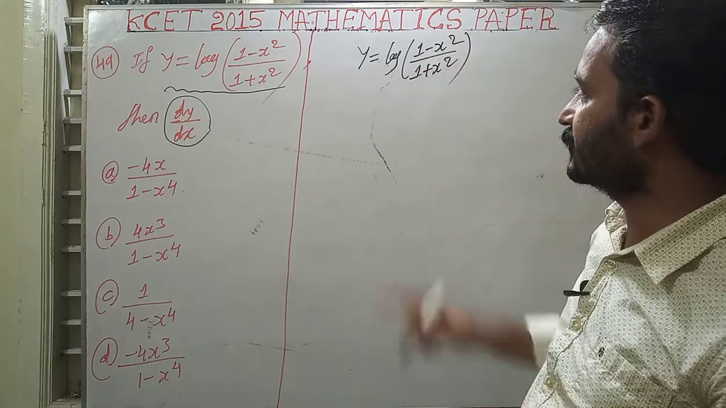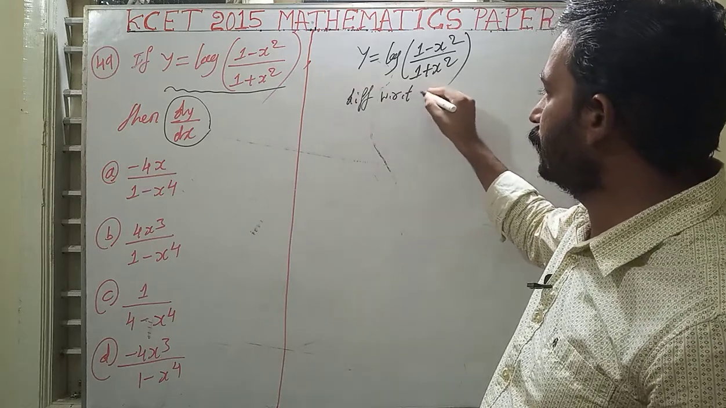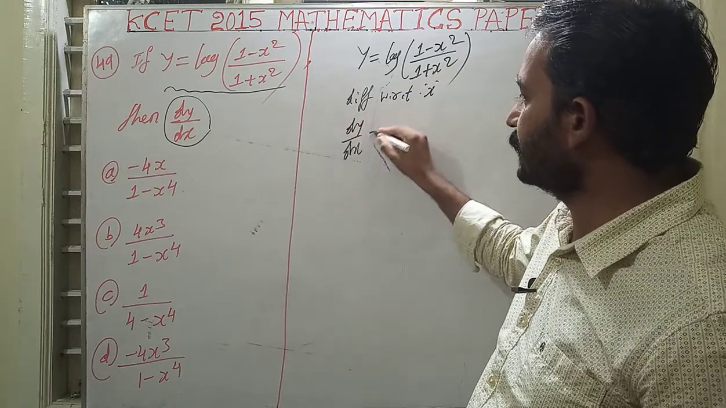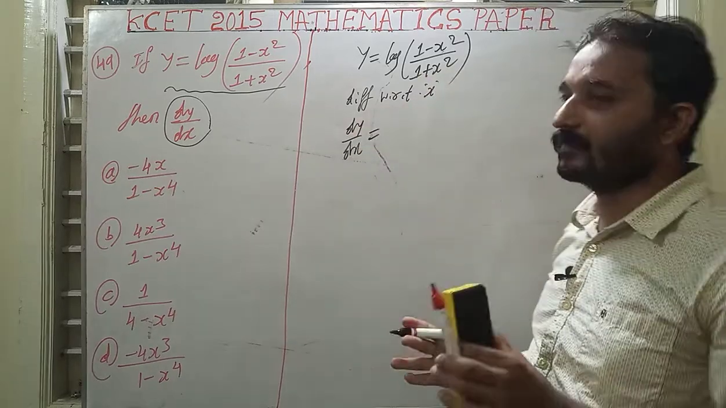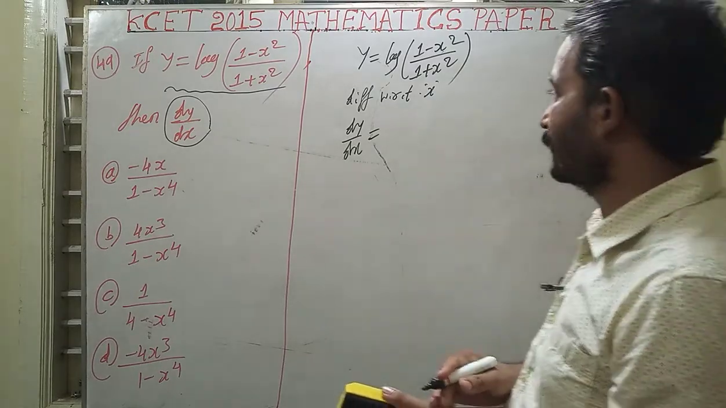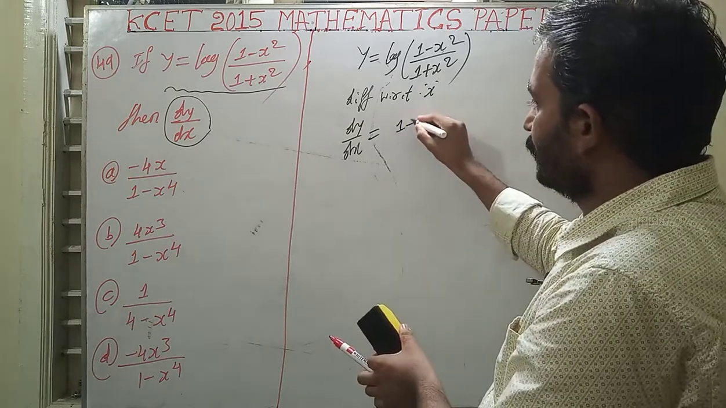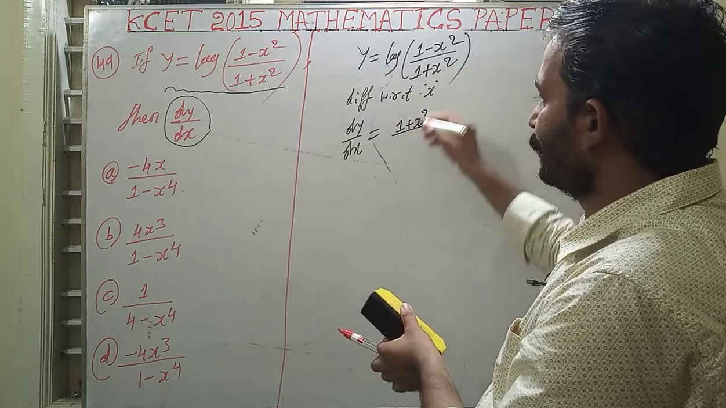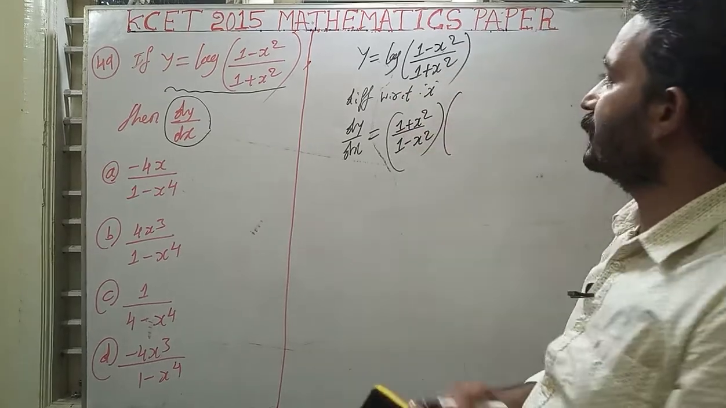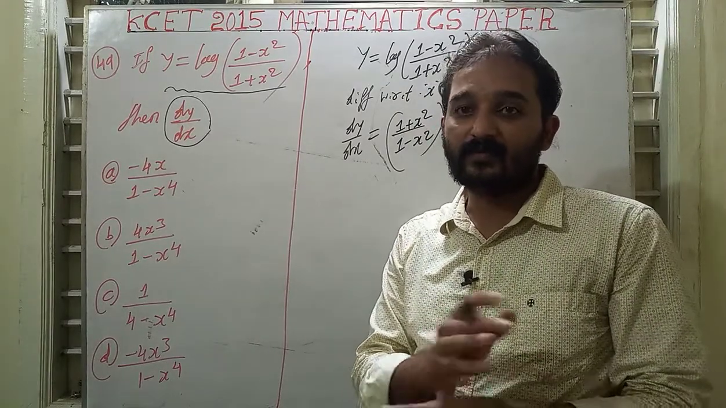So now first differentiate the log. Differentiate with respect to x on both sides. Left hand side becomes dy by dx, and on the right hand side first differentiate log. Log of x means what? 1 by x. Here it is log of (1 minus x square) divided by (1 plus x square). So 1 divided by (1 minus x square) divided by (1 plus x square) can be written as (1 plus x square) divided by (1 minus x square), taking the reciprocal. Then differentiate (1 minus x square) divided by (1 plus x square) using the quotient rule, the rules of differentiation.